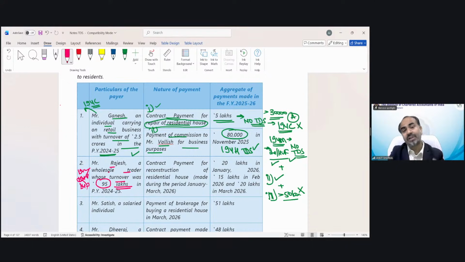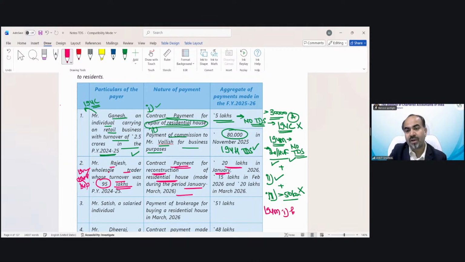So now we need to check section 194M directly. But in the solution, we have to write that in this case, the payment is for contract payment. So 194C is not applicable because the payer is an individual or HUF having less than the turnover limit. Now directly we need to check section 194M. Payment for reconstruction of a residential house, personal purpose. We are checking 194M for the payments made from January to March. 20 lakh in January.